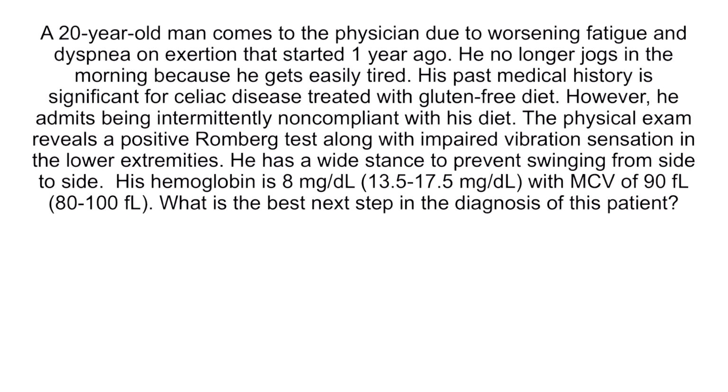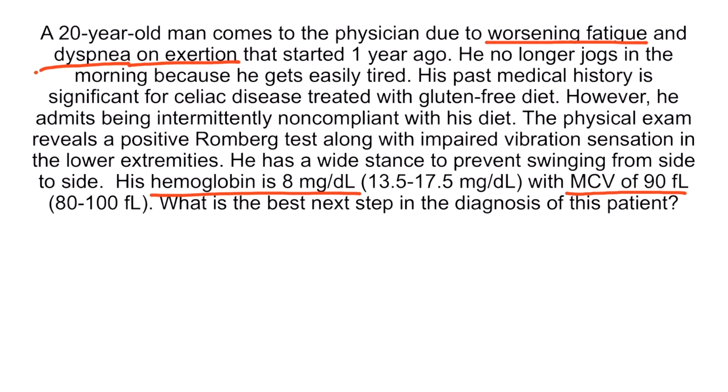The physical exam reveals a positive Romberg test along with impaired vibration sensation in the lower extremities. He has a wide stance to prevent swinging from side to side. His hemoglobin is 8, with MCV of 90. What is the best next step in the diagnosis of this patient? This patient presents with worsening fatigue and dyspnea on exertion. Additionally, his hemoglobin is low, but his MCV is normal. Therefore, his fatigue is most likely due to normocytic anemia.